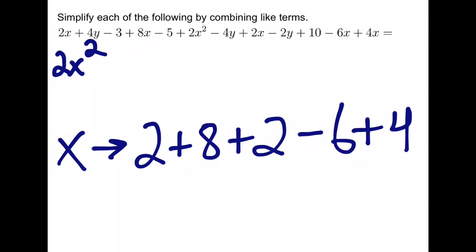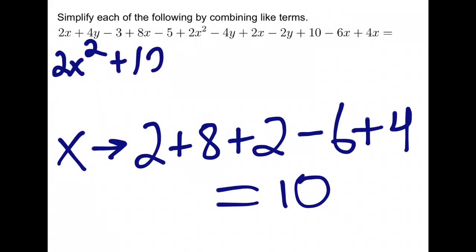Next, I will consider my x terms. These have a degree of 1, or an exponent of 1, and alphabetically that's the very first one. My coefficients are 2 plus 8 plus 2 minus 6 plus 4. This gives me a total of 10, so I can write down this term as plus 10x.